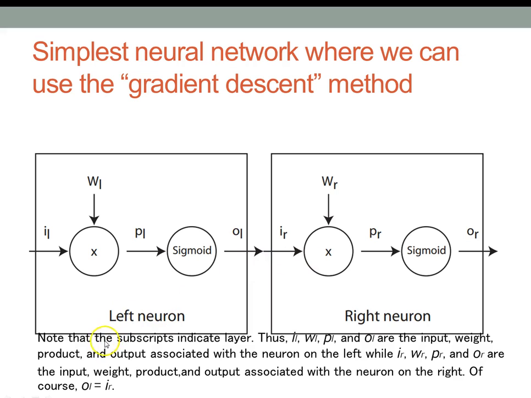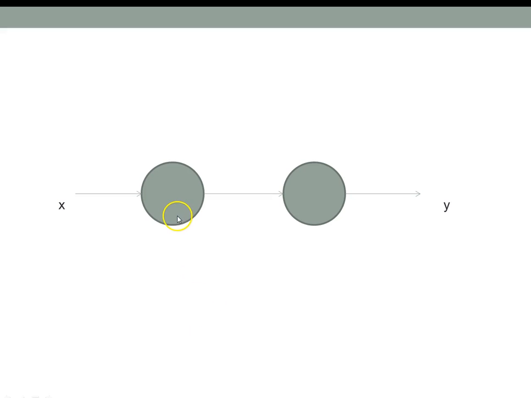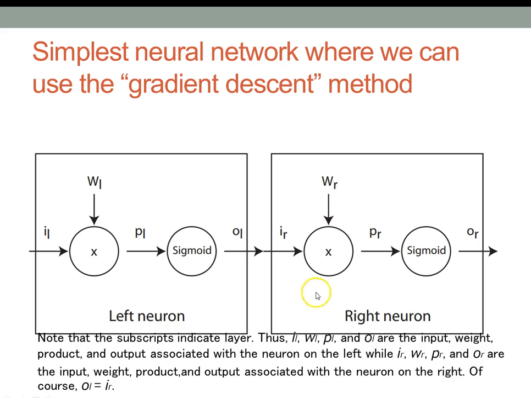Note that the subscripts indicate the layer. By the layer, it means this is the first layer and this is the second layer. This is the left layer and this is the right layer. Thus, IL, WL, PL, OL are the input, weight, product, and output associated with the neuron on the left. And IR, WR, PR, OR are the input, weight, product, and output associated with the neuron on the right. Of course, OL equals IR. All right, so we have this notation.